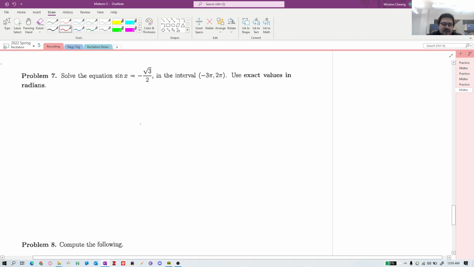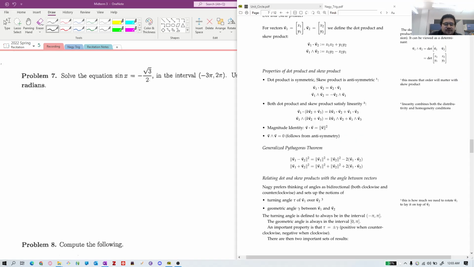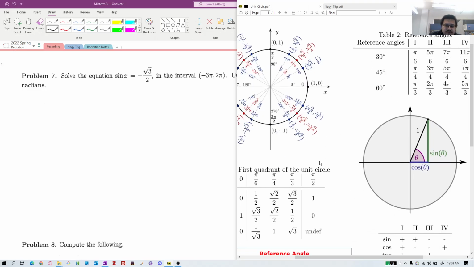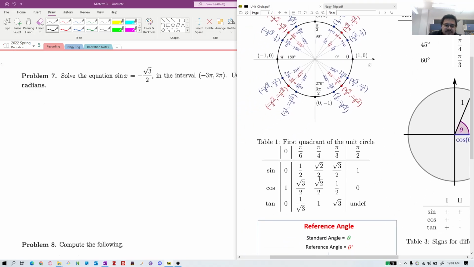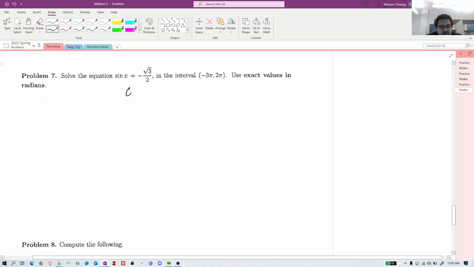Number 7. Solve this trig equation over this interval. First, we should think about when sine takes the value root 3 over 2. This is a unit circle thing. Let's look at our unit circle. I like the actual table values. We see that sine takes the value root 3 over 2 for angles that are pi over 3, 60-degree angles.